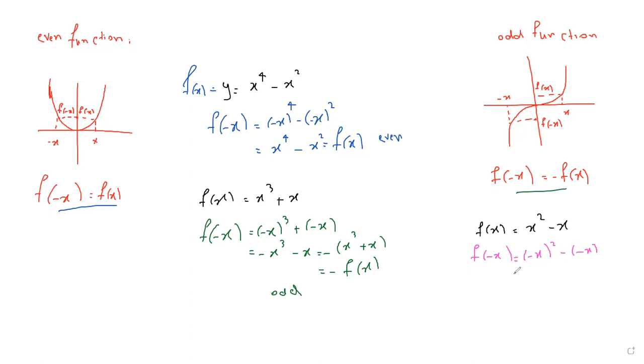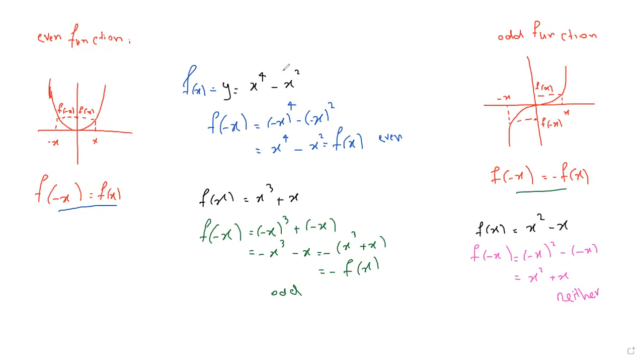Okay, a negative number to the power of 2 will turn to positive. And here is negative and negative is positive. See, I didn't get my function back, or I didn't get the negative of my function. So this will be neither odd nor even.